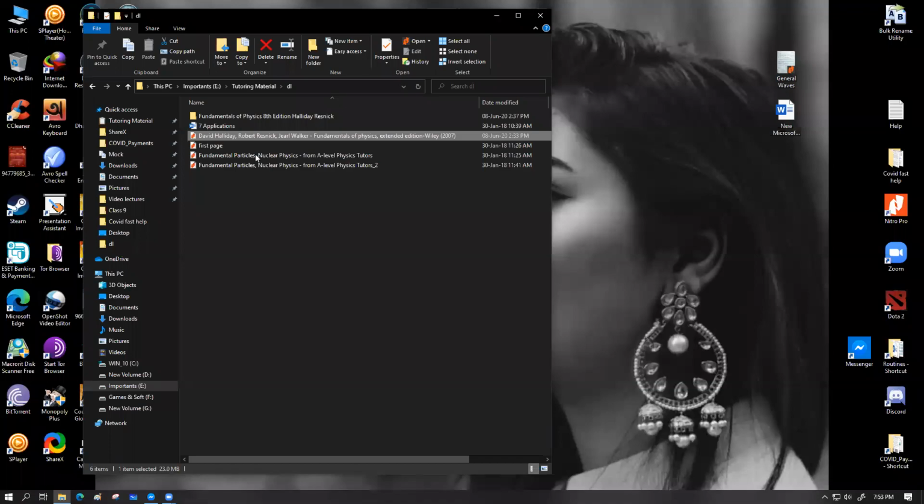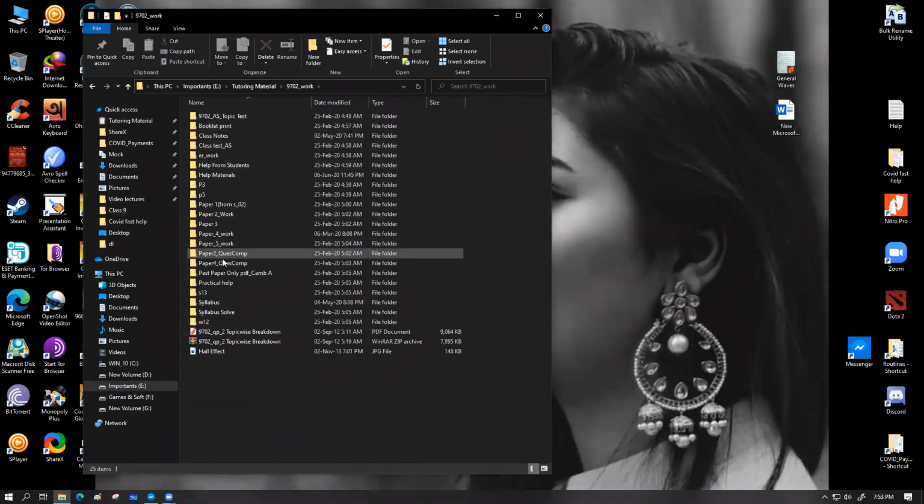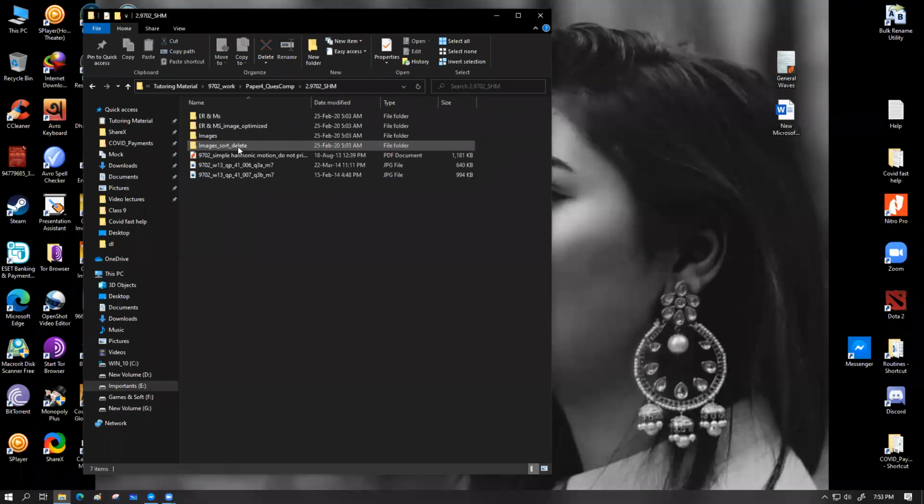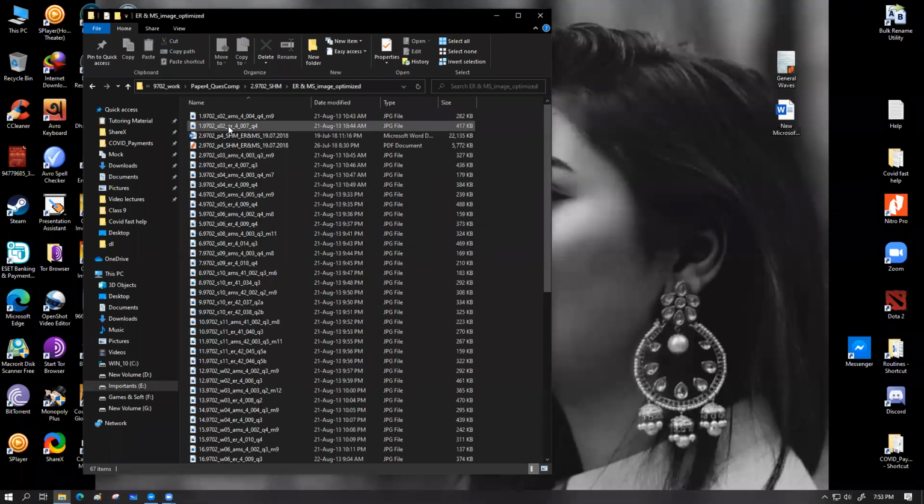And we're on. 5010 work, compilation, SHM worksheet, masking.